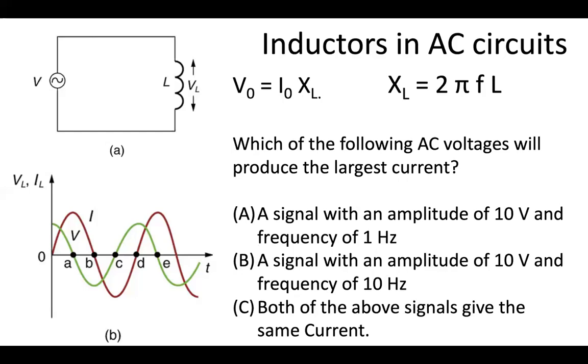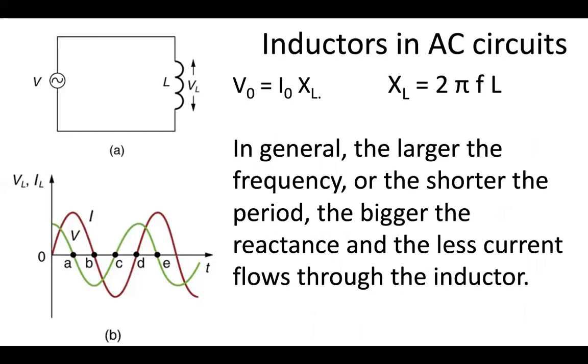Again, that should make sense. Inductors don't do anything unless the currents are changing. So the faster they're changing, the more it does, the more it impedes the flow of current. So in general, the higher the frequency or the shorter the period, the bigger the reactance and the less current that will flow through an inductor. So that's nice. And that is one way that this differs from a resistor.